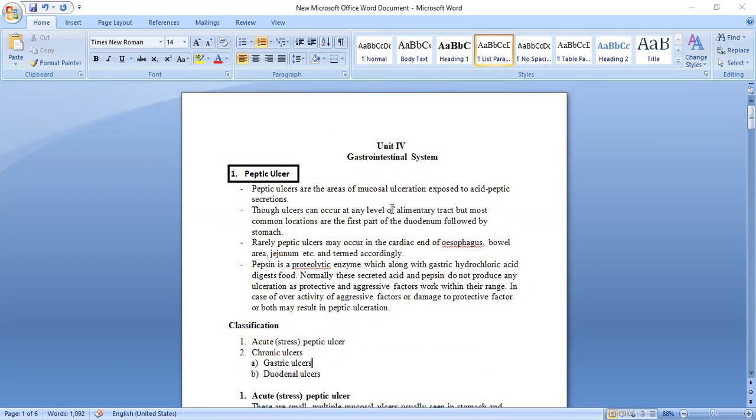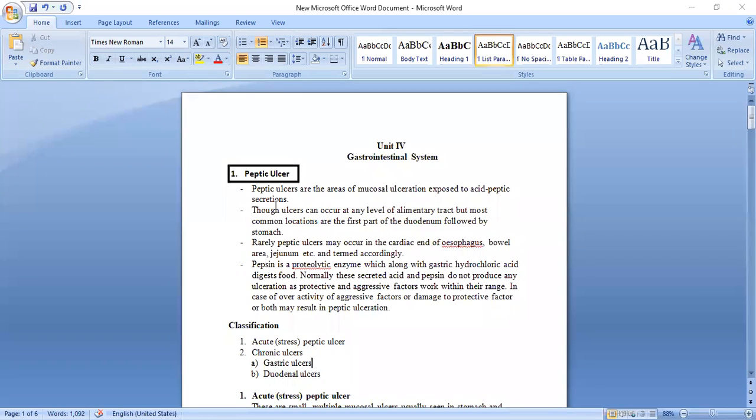Okay. Now today we are going to see the gastrointestinal system. In that, the diseases are there according to your syllabus. Peptic ulcer. Today we are going to see the peptic ulcer. Peptic ulcer means what?